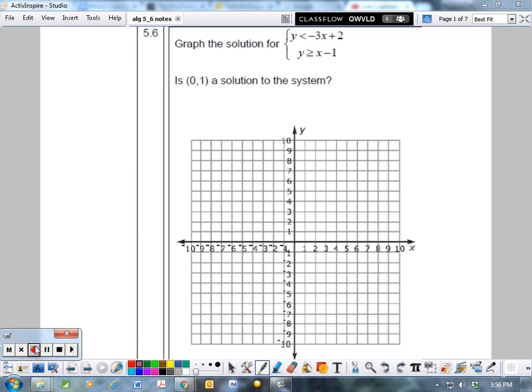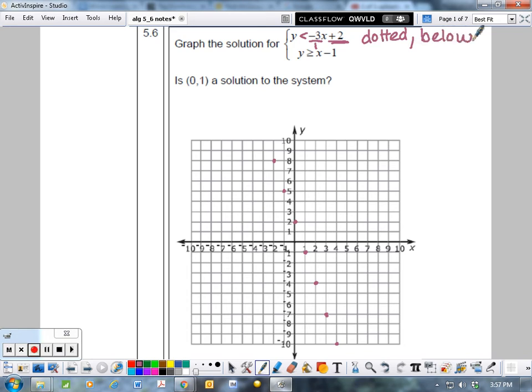So the first equation I'm going to graph is y is less than 3x plus 2. So I'm going to start at 2 on the y-axis. And then my slope is negative 3x over 1, which means I'm going to go down 3, right 1. Then I'm going to go up 3, left 1. And then because of this symbol, I'm going to have a dotted line. And then because it's less than, I'm going to shade below the line.